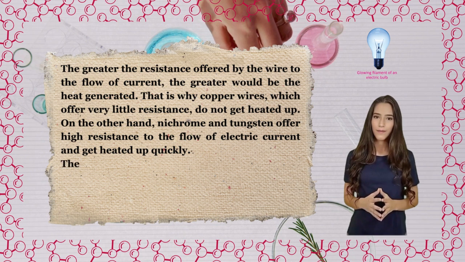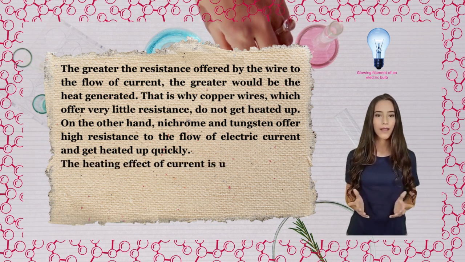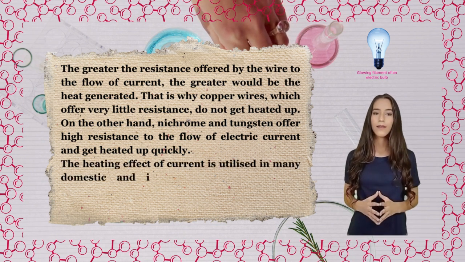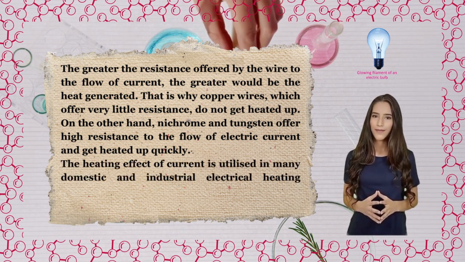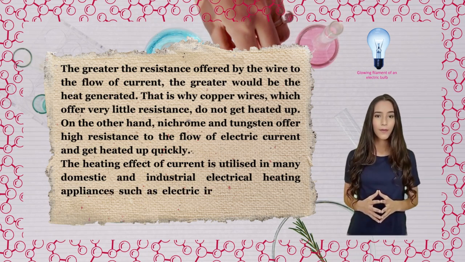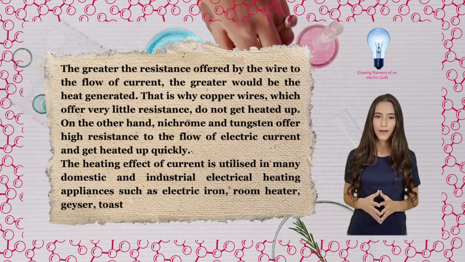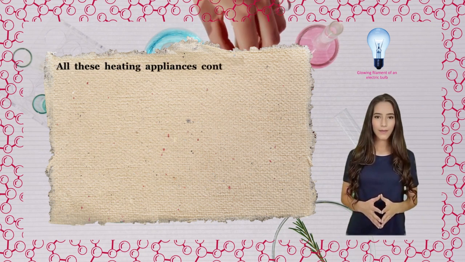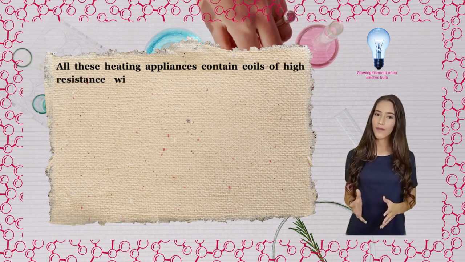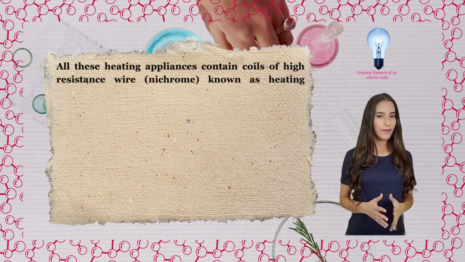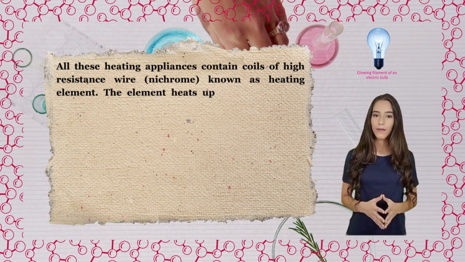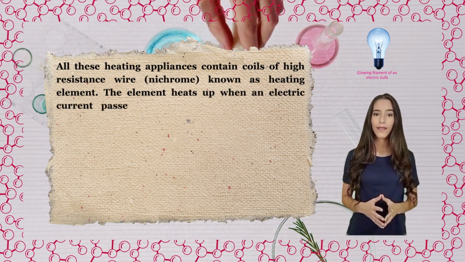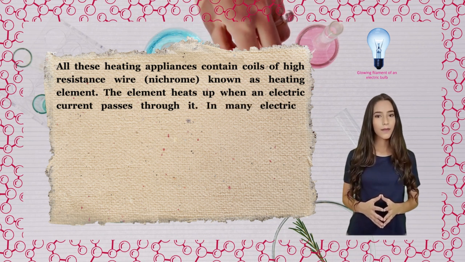quickly. The heating effect of current is utilized in many domestic and industrial electrical heating appliances such as electric iron, room heater, geyser, toaster, etc. All these heating appliances contain coils of high resistance wire, nichrome, known as heating element. The element heats up when an electric current passes through it.